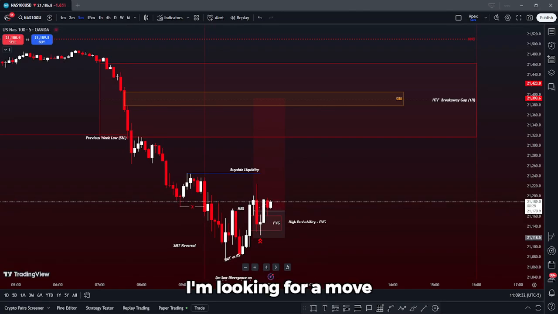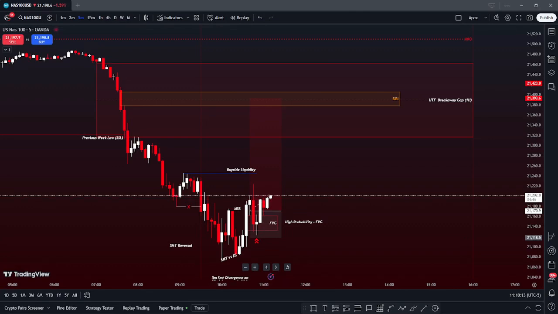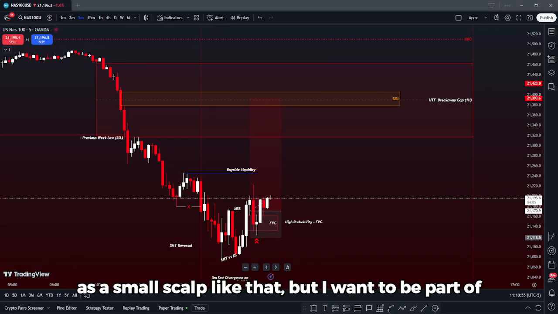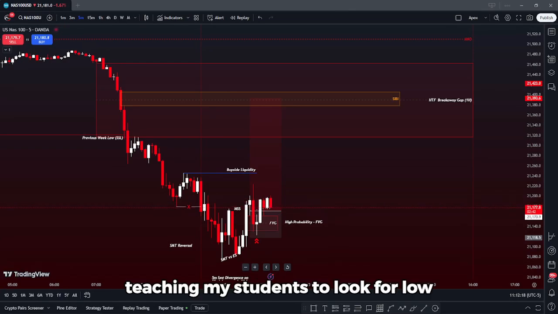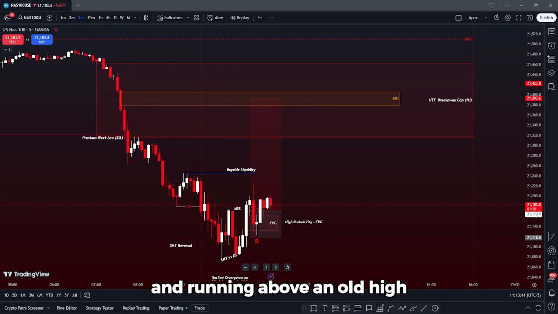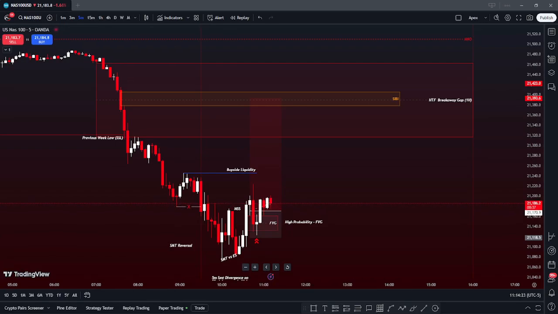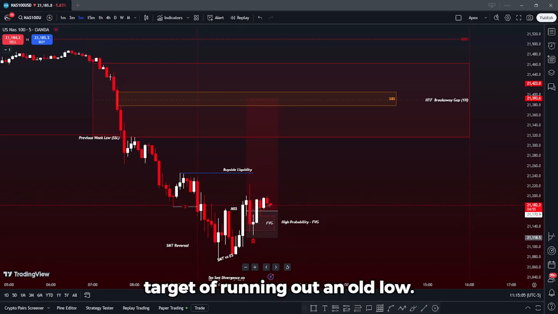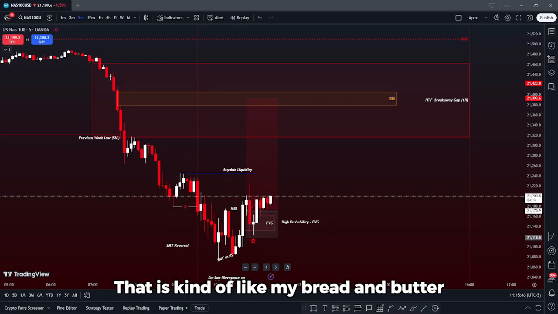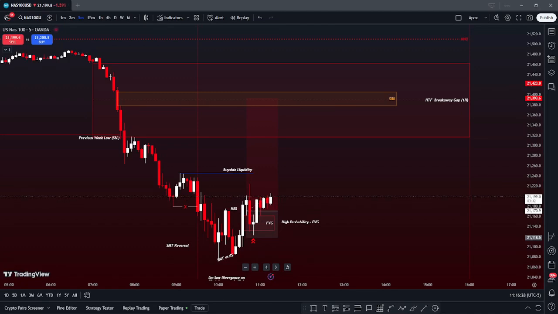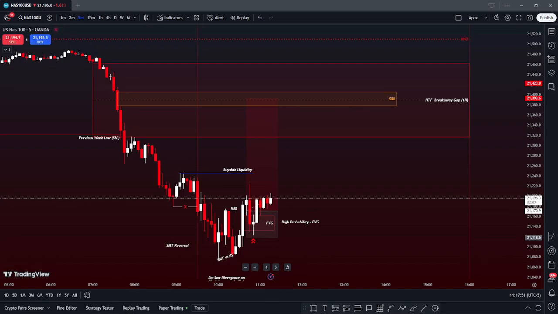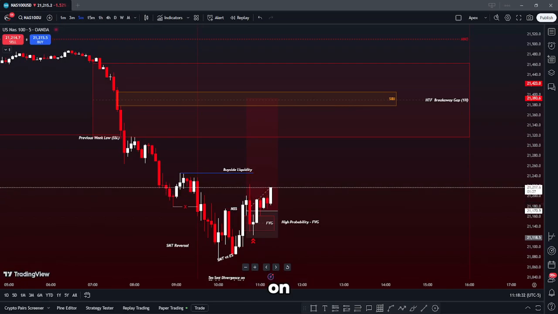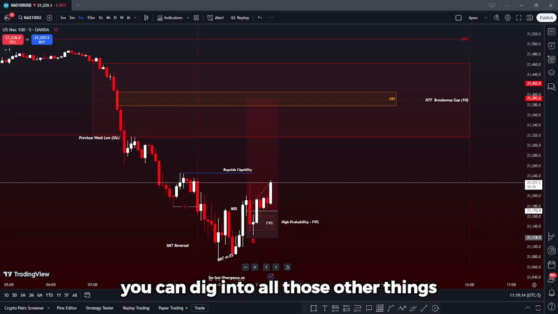okay? I'm looking for a move that could be framed as a small scalp like that, but I want to be part of a larger price run. I mentioned earlier in the conversation that I'm teaching my students to look for low resistance liquidity runs. That's either going long and running above an old high, or going short with a target of running out an old low. That is kind of like my bread and butter approach to trading. There are things that obviously help me frame that logic and that idea, but they are predominantly already taught on my YouTube channel. So you can dig into all those other things that support the idea.